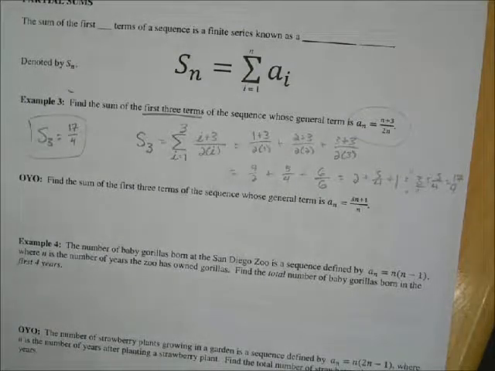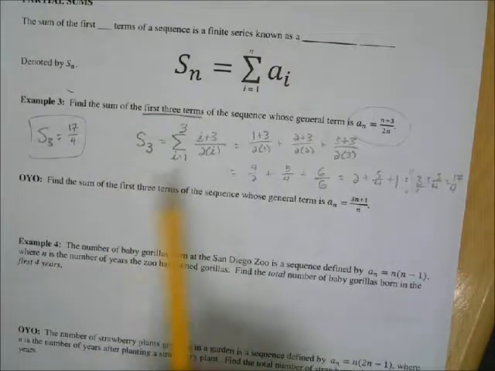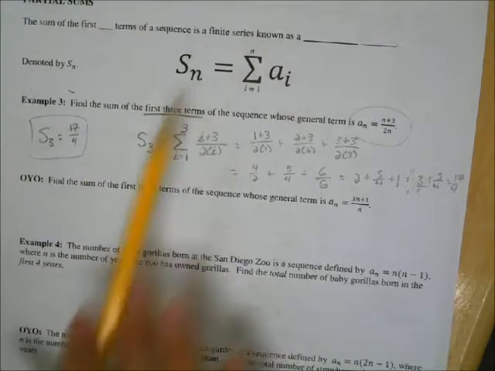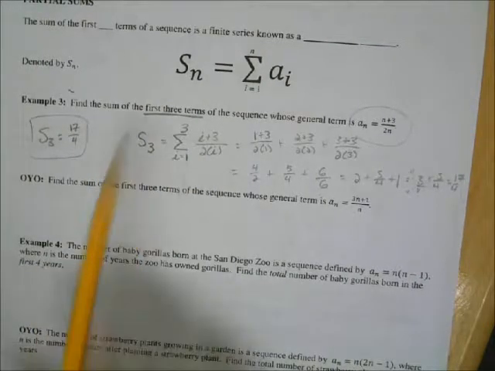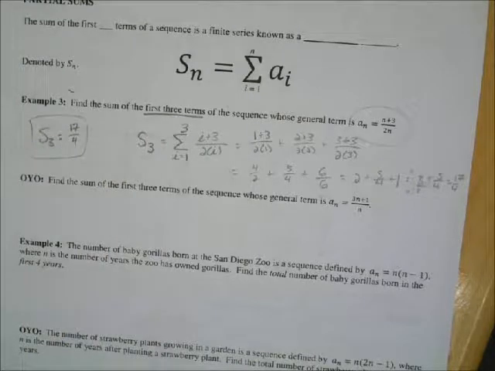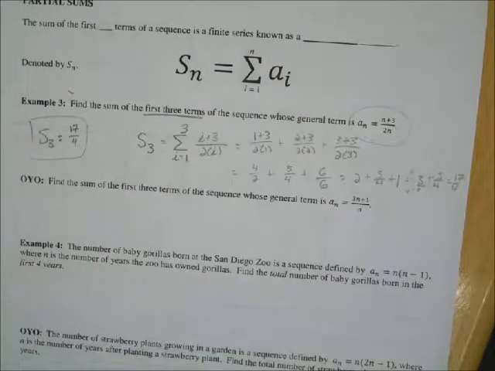There is an on your own there. I want you to give this a try. It shouldn't really be all that bad. It is the same thing we've been doing, just with a little bit different notation. We're looking at partial sums. You just need to know that when you see S3, that means the sum from 1 to 3. So give that on your own a try.